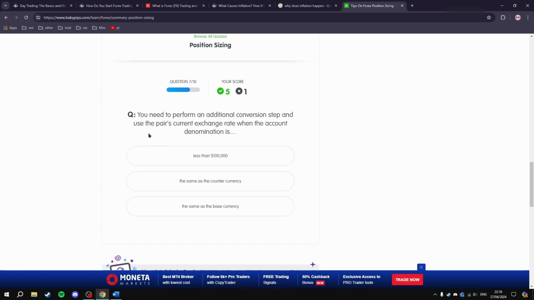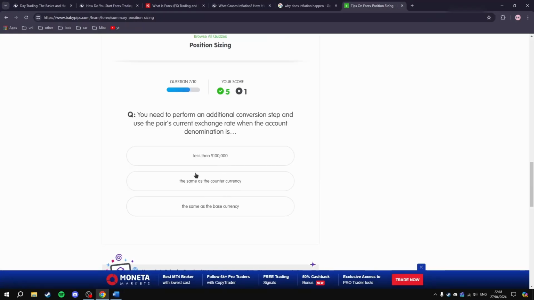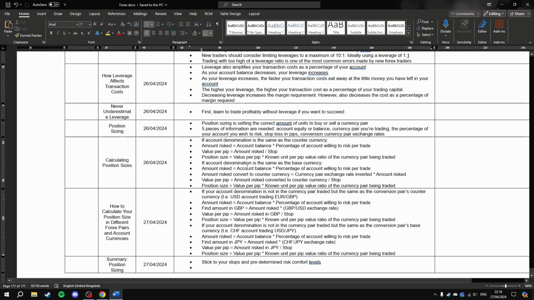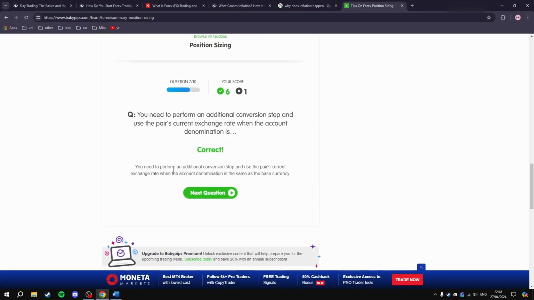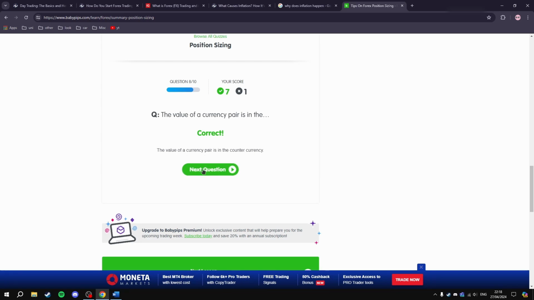You need to perform an additional conversion step and use the pair's current exchange rate when the account denomination is the same as the base currency. Same as the base, isn't it? Yes, the value of a currency pair is in the counter currency.